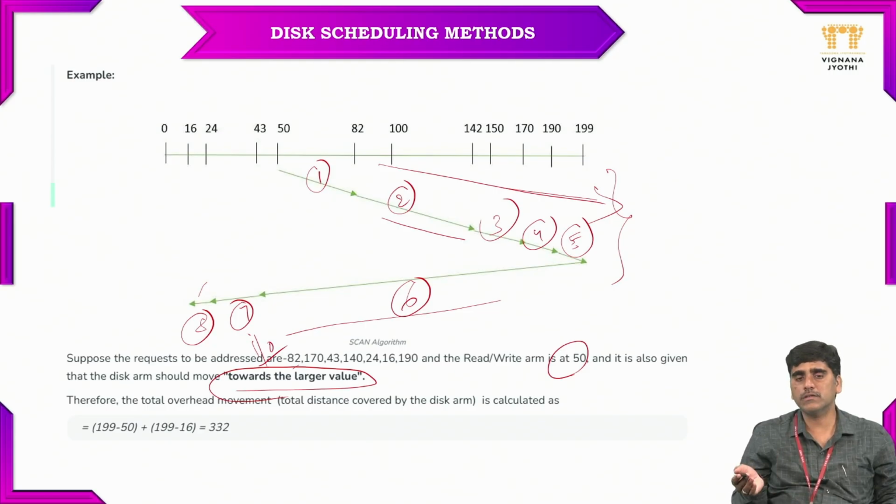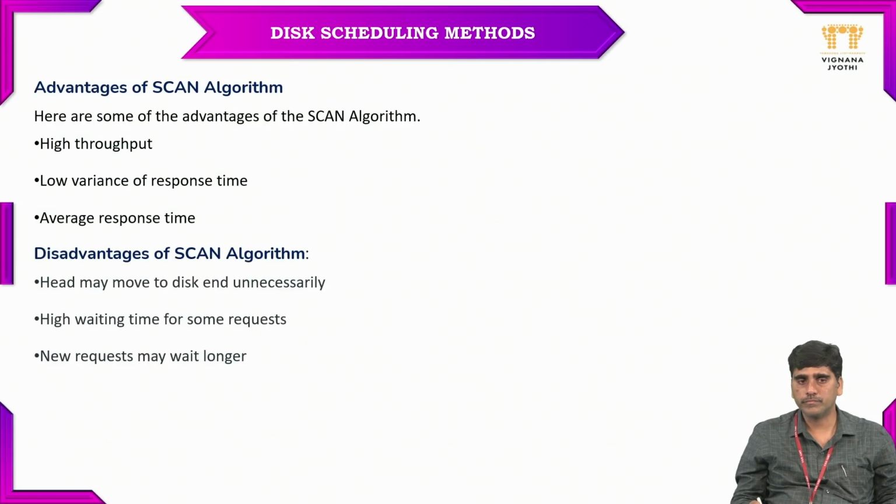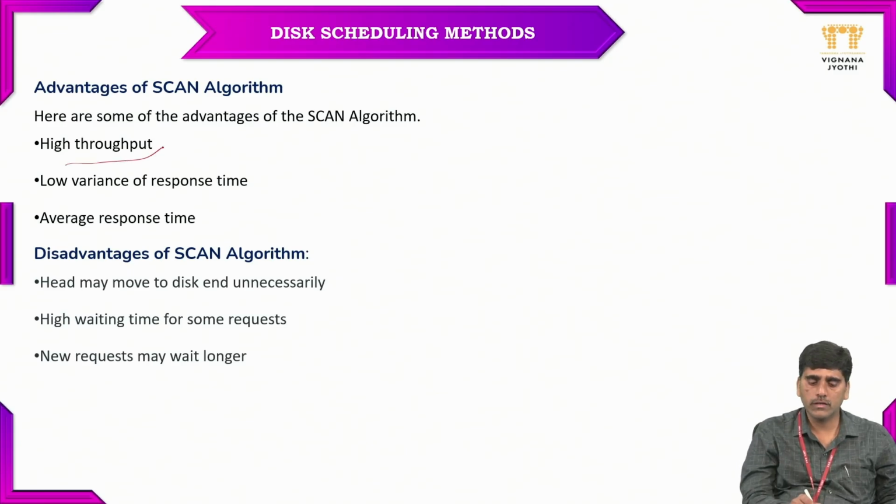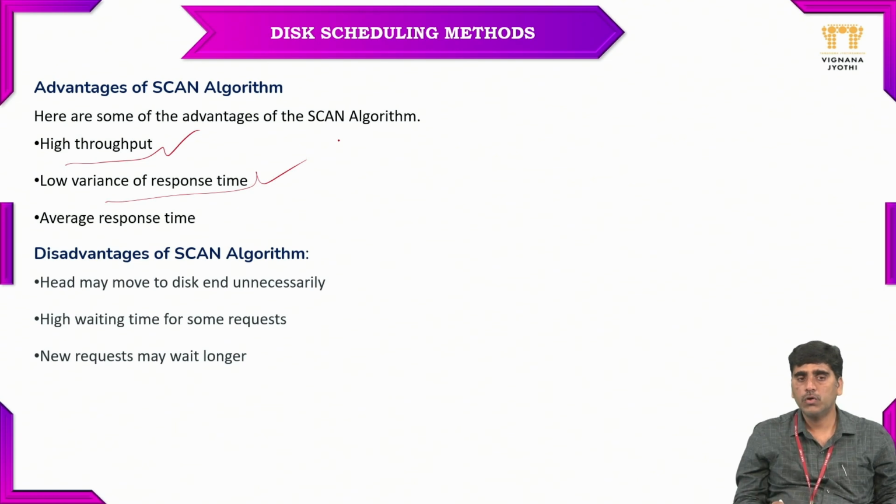How it goes, and in the same way it comes in the reverse direction. Because of this, this algorithm is called the elevator algorithm. Advantages of the SCAN algorithm: through this we can achieve high throughput, low variance of response time, and low average response time.